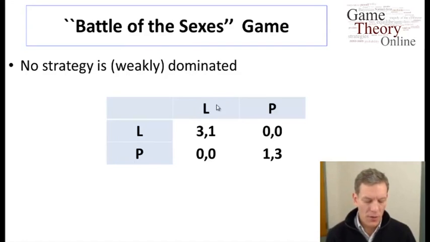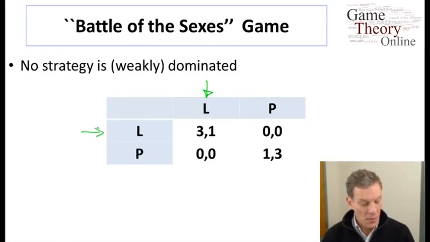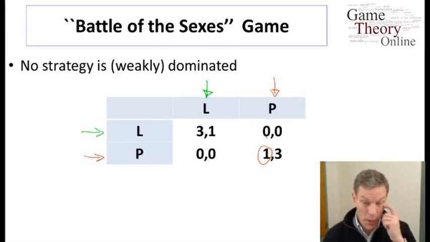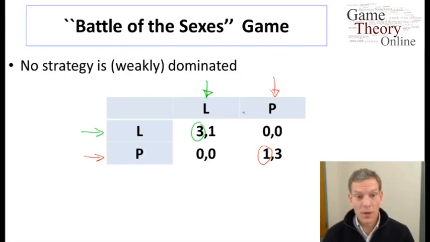If the other player is choosing L, if the column player is choosing L, then the best response of the row player is L. But in contrast, if the column player is choosing P, then the best response of the row player is P as well. So the best reply depends on the other player's strategy.